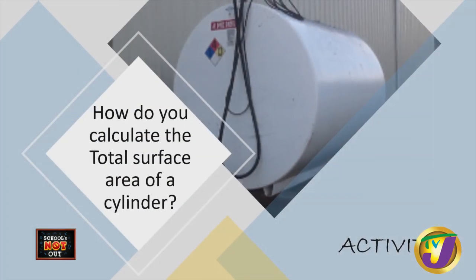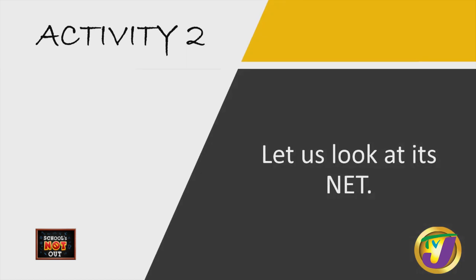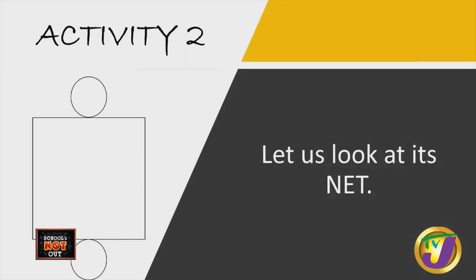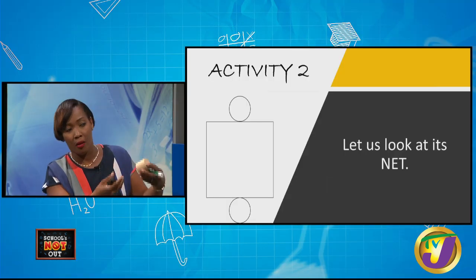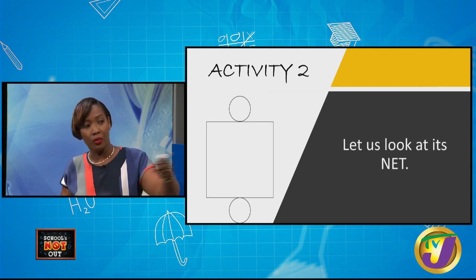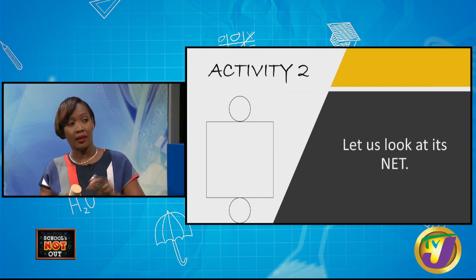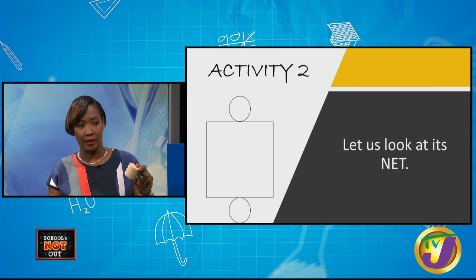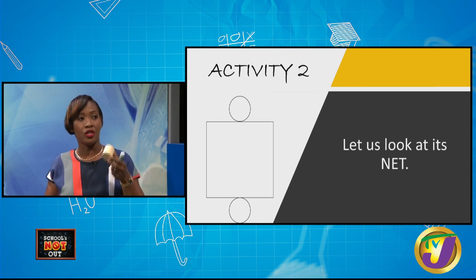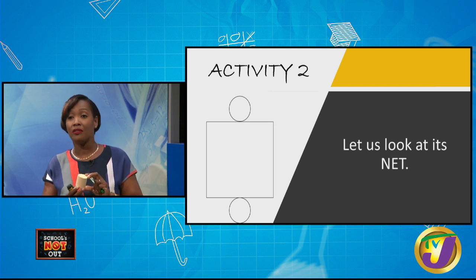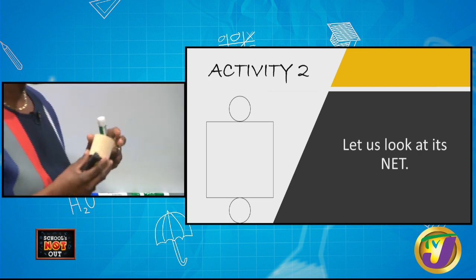Do you know how to calculate the total surface area of a cylinder? I know you do. But first we're gonna look at the net. Let's just look at it together. Let's look at the net of this particular solid. As we pointed out before, it consists of two circles. And if I were to cut one side and open it up and lay it flat, we would have a rectangle. So the shapes that we're working with for this solid are circles and a rectangle. As I said, your fundamentals, your basics will have to come into play now. So you'd have to know how to find the area of a circle and the area of a rectangle.